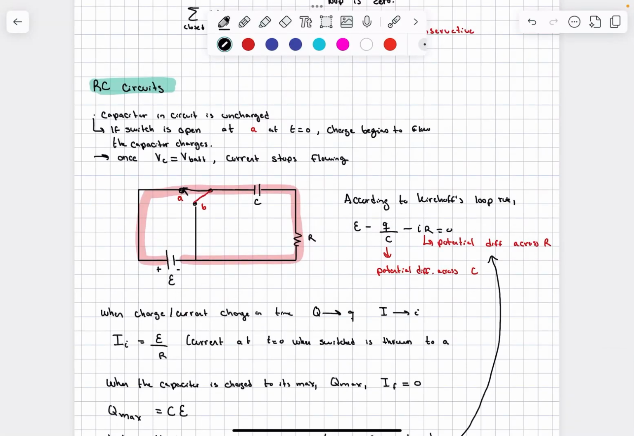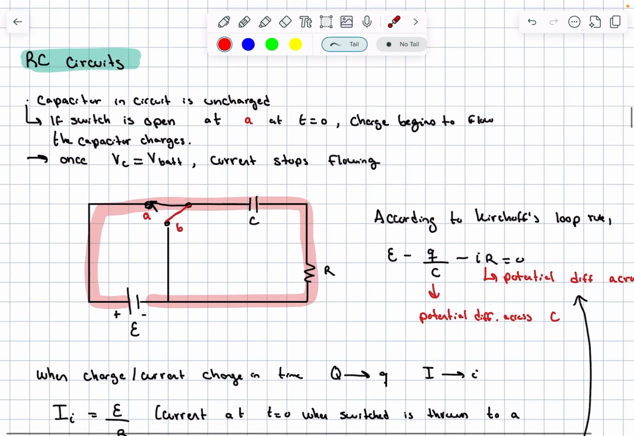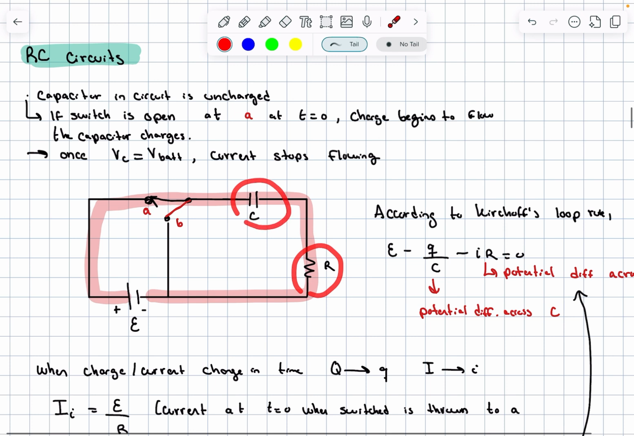This is part 2 of our week 6 materials, which is covering chapter 27. And I'm going to start talking about RC circuits now. An RC circuit just contains a resistor and a capacitor like this.